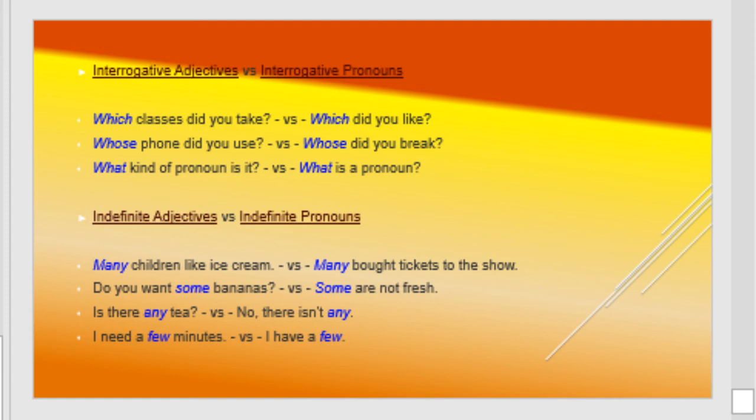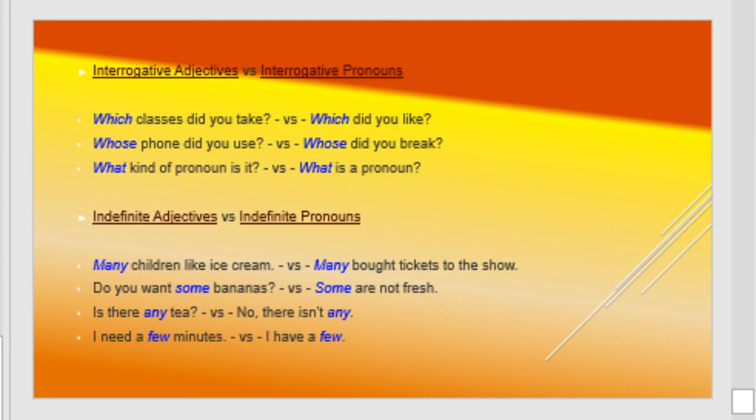Next, we have interrogative adjectives and interrogative pronouns. Which classes did you take? Which did you like? Whose phone did you use? Whose did you break? What kind of pronoun is it? What is a pronoun?